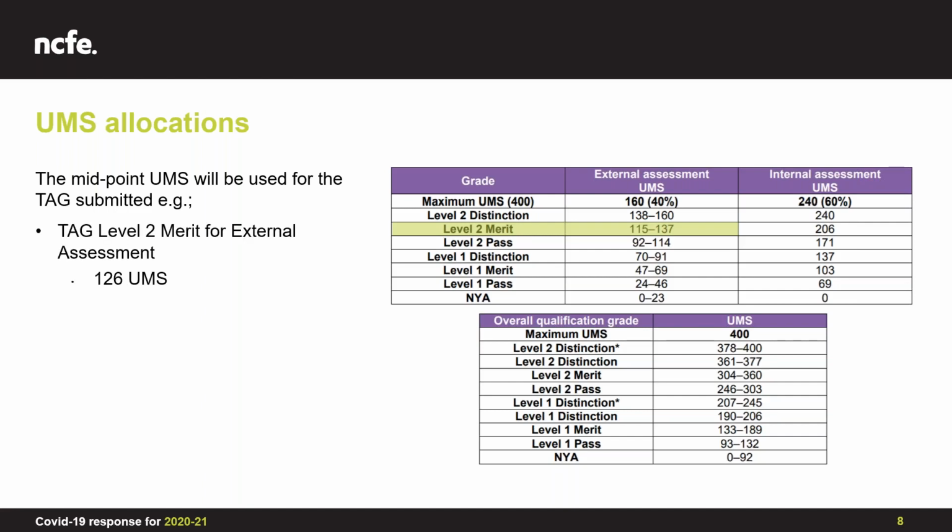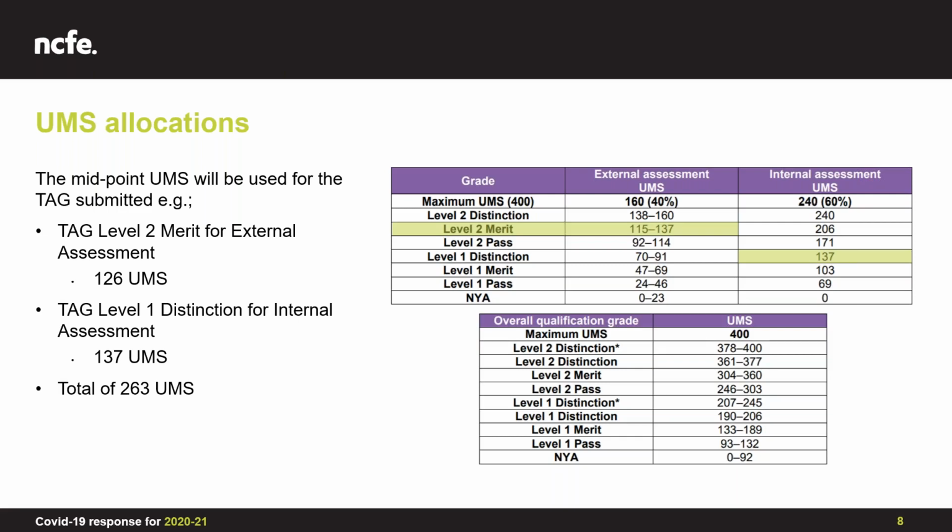So for the external assessment of a level 2 merit tag, we would choose the middle value, which would be 126. The middle value between 115 and 137. That would be the UMS for that external assessment grade. There is also the internal assessment grade, but since these have a set value, we don't need to worry about any midpoint values.